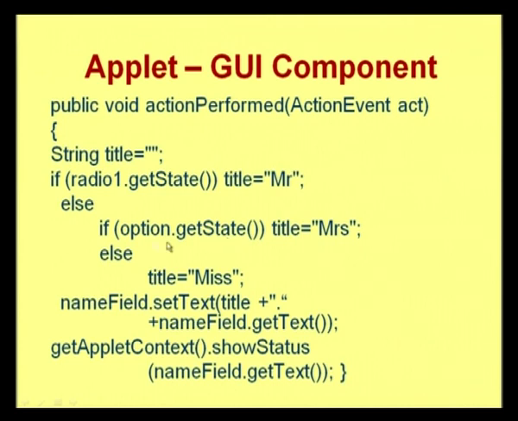If option.getState, so option is the checkbox that you have given, that is whether married or not married. In that case, if this is true, then I give the title as Mrs. Else I give the title as Miss. And then nameField.setText, I am assigning the value, I am concatenating this title with the nameField's getText, and I am assigning that to my name field.